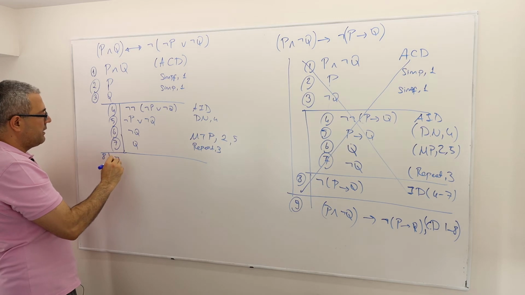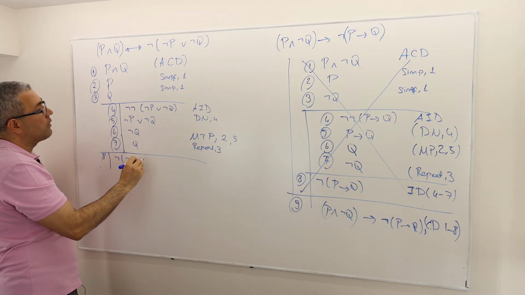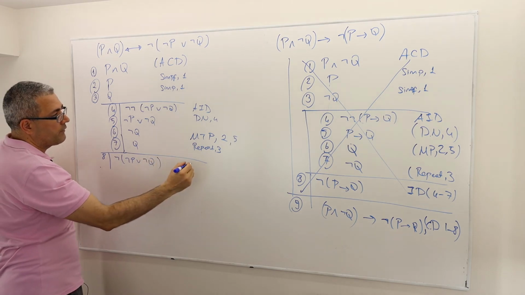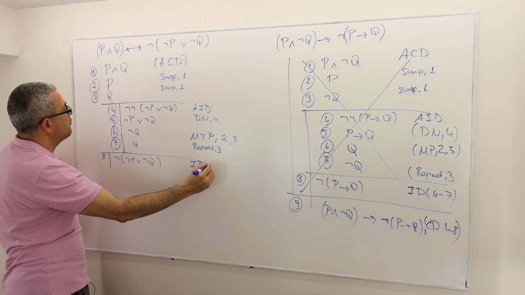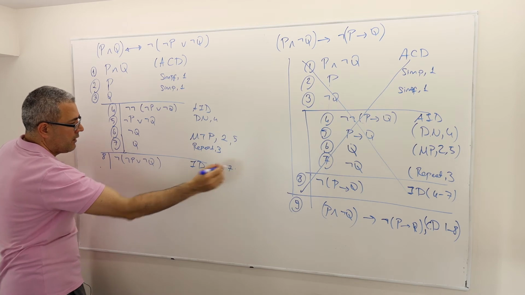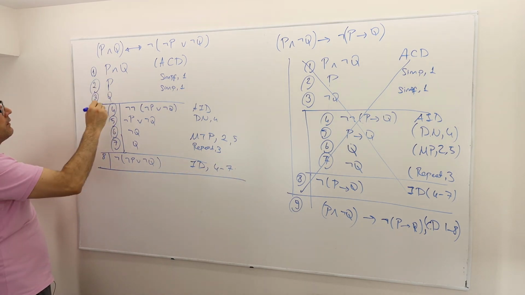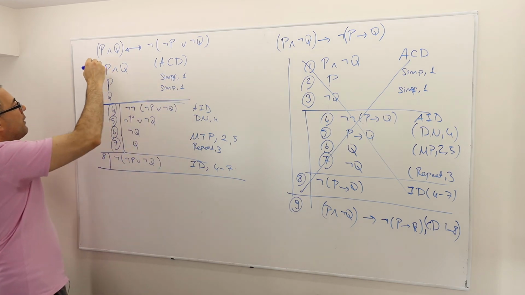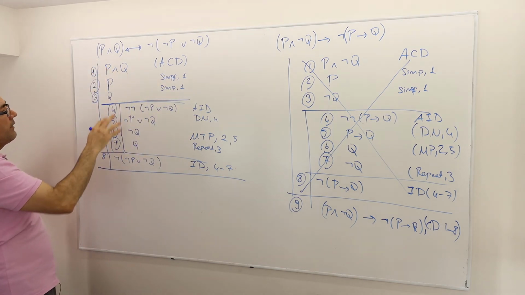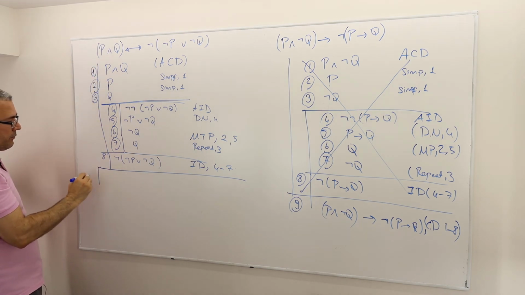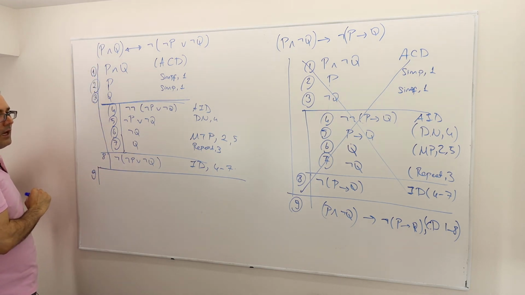Where am I? "Not P or not Q" is true, thanks to indirect derivation between lines 4 to 7. What does that mean? Remember, this is the first box I started, and then this is the inner box, and now I can close my first box. So this is line 9.